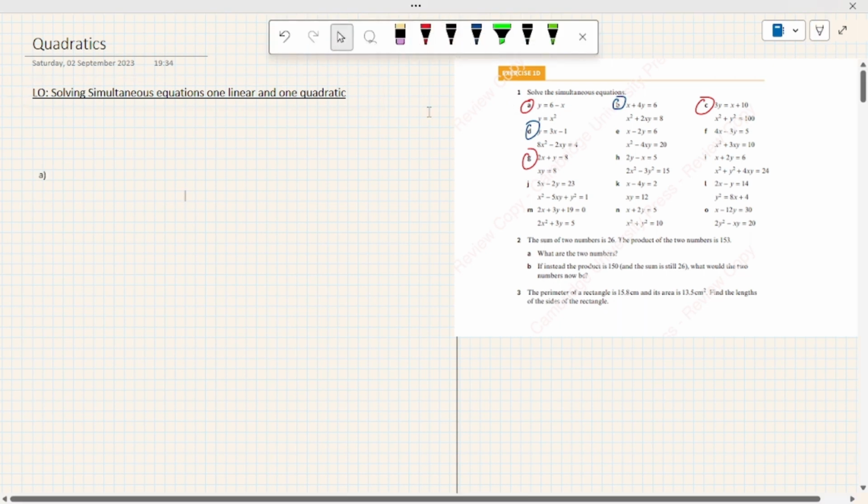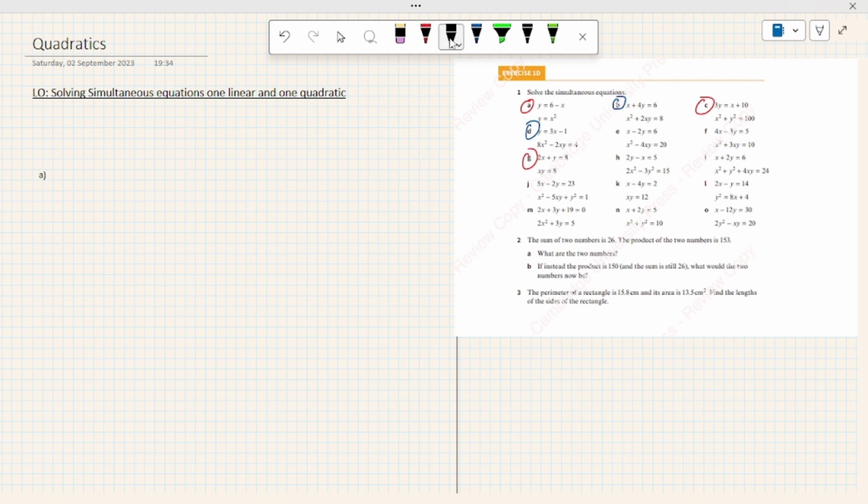The first question says y is equal to 6 minus x. So let's do it. This is your first equation. The second one says y is equal to x squared.